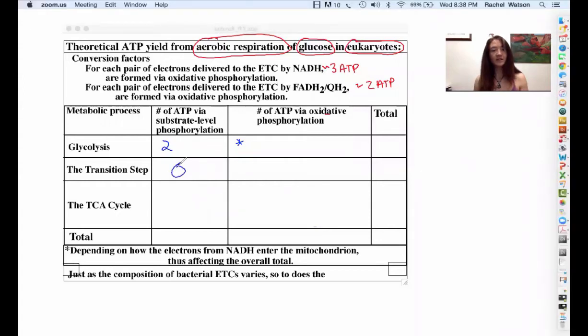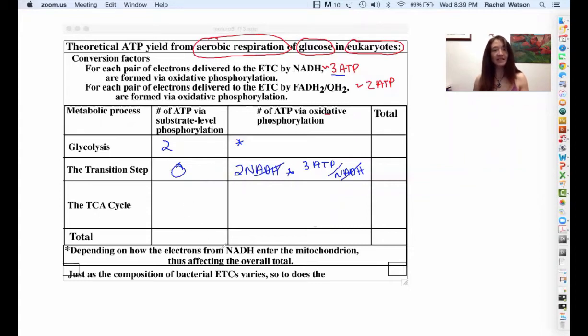But of course, that's a horrible 0. But of course, we do notice that it did generate 2 NADHs. And those NADHs are each worth 3 ATPs. So we use this sweet conversion factor from up here. So 3 ATP per NADH. Oh man, I'm already quaking in anticipation of a unit cancellation. Feels so good. So that's going to give us a total of 6 from the transition step.